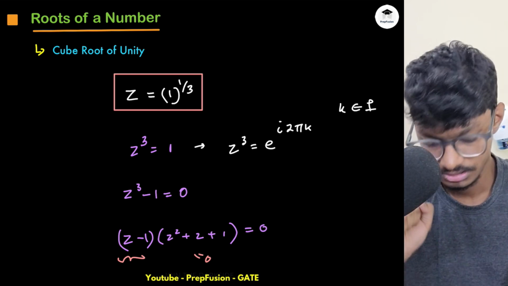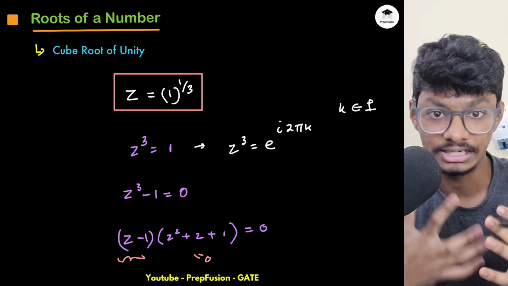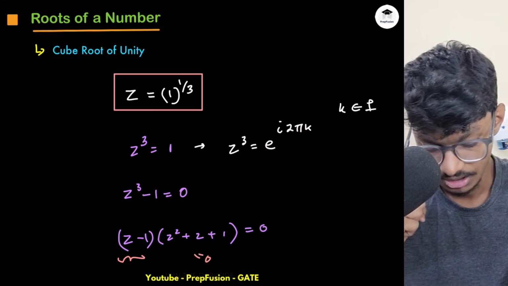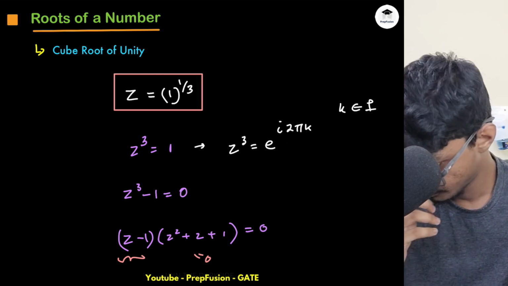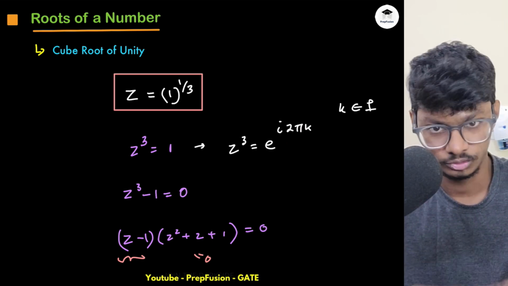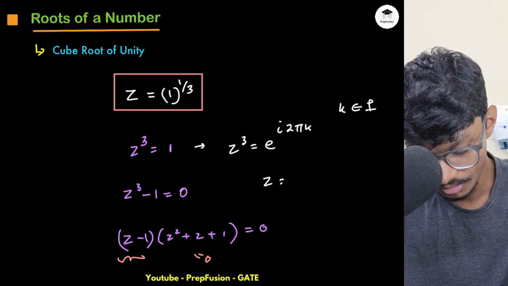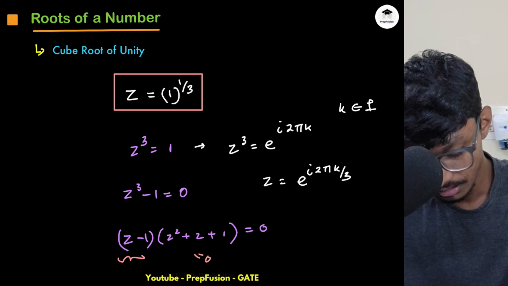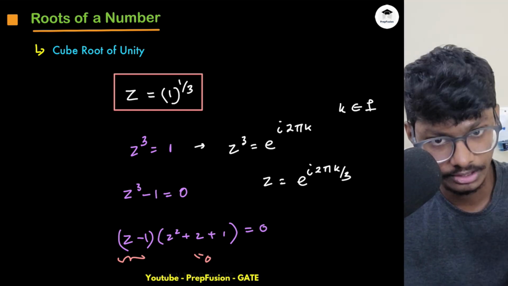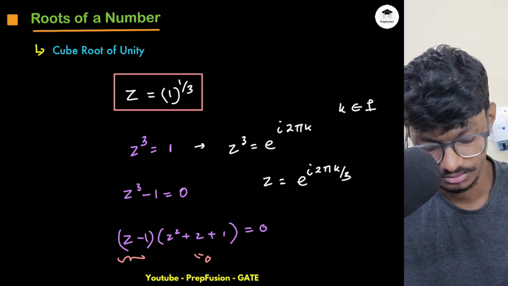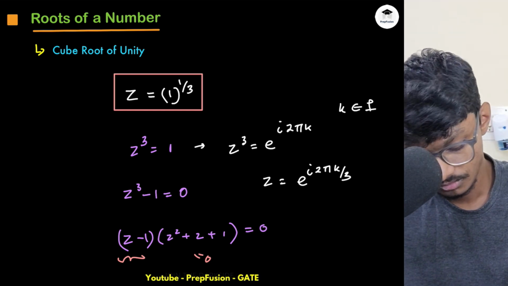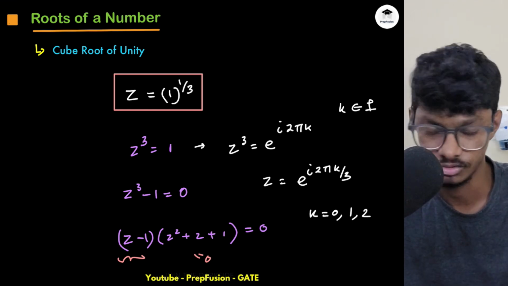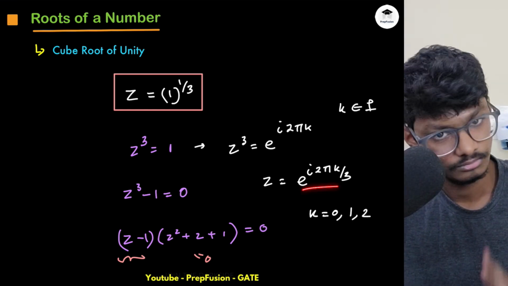So always when you are in the topic of nth root of unity or cube root of unity, try to replace your 1 with something like this. Now if I take the cube root on both sides, z will be e raised to power i 2 pi k by 3. Now as I have 3 roots, I'll go 3 steps: k equals 0, k equals 1 and k equals 2. k equals 0 means 1 is a root, fine.